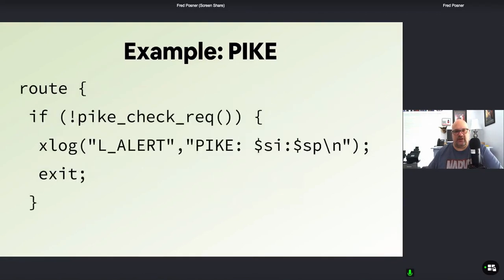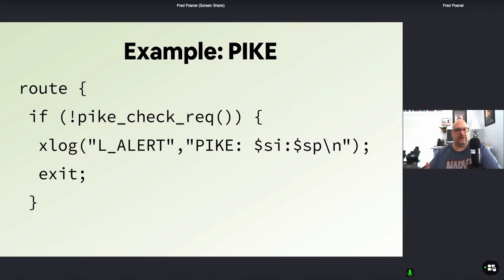The way that you would call that is, let's say, through the main SIP route. When someone hits me, I'm going to check, okay, did they reach that limit? And if they did, I'm going to alert, okay, I have a PIKE alert from this IP. $si means source IP, and $sp is the variable for the source port. So that's just making a log alert saying that I had a PIKE flood detection notice from this IP and this port. And then I'm going to exit. So I'm not going to send a response to that unit or anything. I'm just going to drop it.